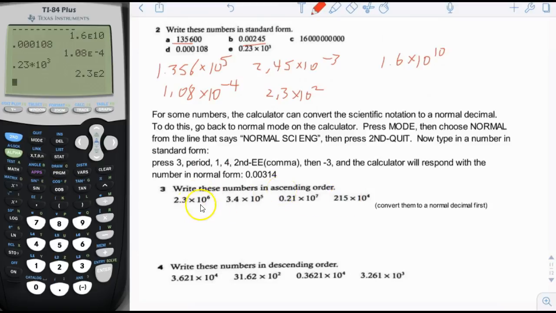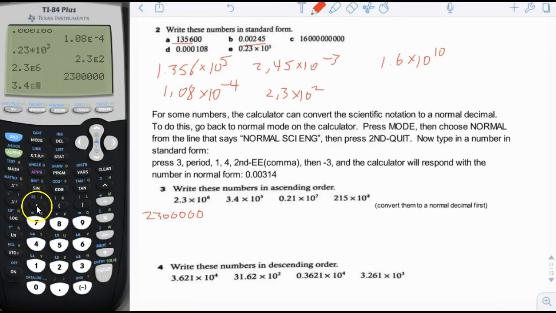For example, let's convert all these numbers into decimal notation so that we can arrange them in ascending order. We'll put 2.3, and then instead of times 10 to the 6, we're going to put EE 6. Then we enter, and it gives us the decimal form, which is 23 with 5 zeros. I'm going to write that down here. It's easier, if we're going to order a bunch of numbers, to put them first into decimal notation so they're easier to compare.